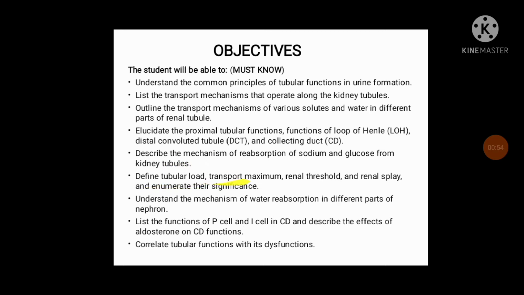Define tubular load, transport maximum, renal threshold, and renal splay and their significance. Understand the mechanism of water reabsorption in different parts of the nephron. List the functions of P cells and I cells in the collecting duct and describe the effect of aldosterone on these. Correlate the tubular functions with some of the dysfunctions of the kidney.